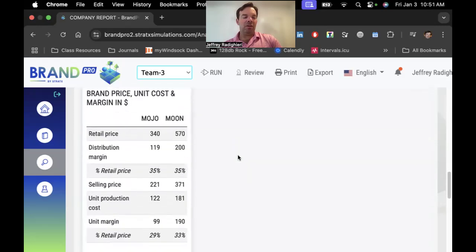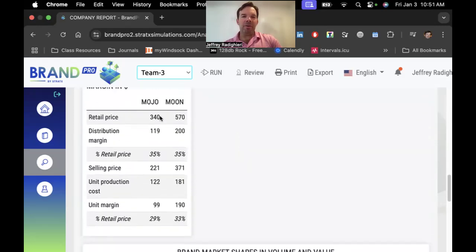Some more information here. This is important when thinking about pricing and how much money you're going to make per unit. You've got to keep in mind that in the simulation, you are selling your products through retailers. You are not selling directly to the consumer. So when you sell through a retailer, they take a percentage of the sales price for themselves. This is called distribution margin. And you can see here that that distribution margin is 35%. So you set the product at 340, they're going to take 119. That gives you what you make, or your take, which we call the selling price, of $221.